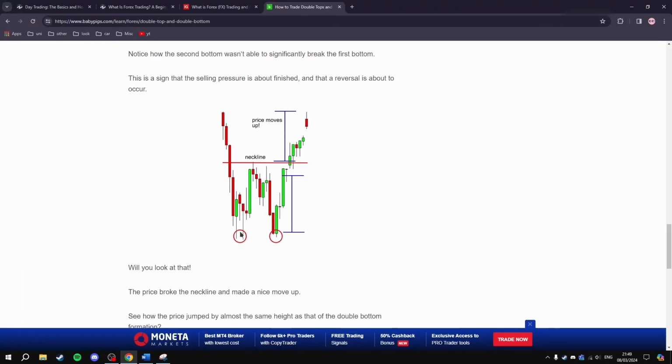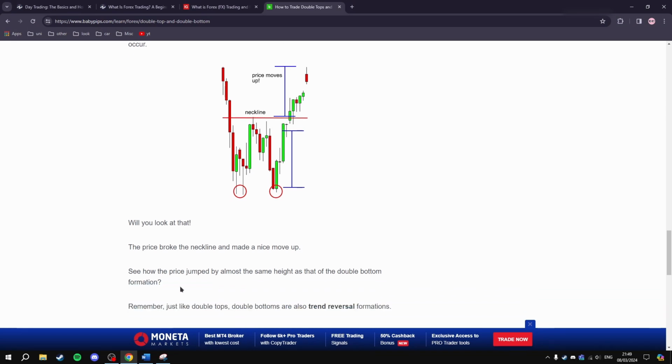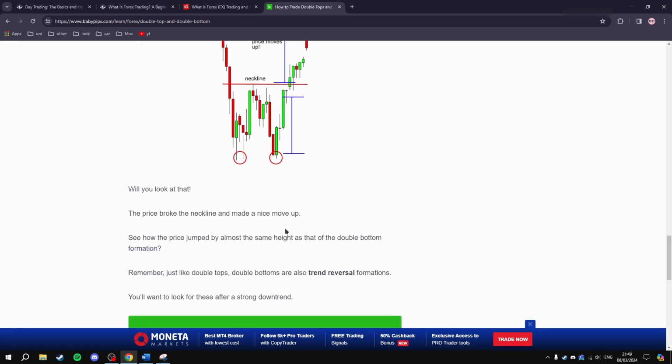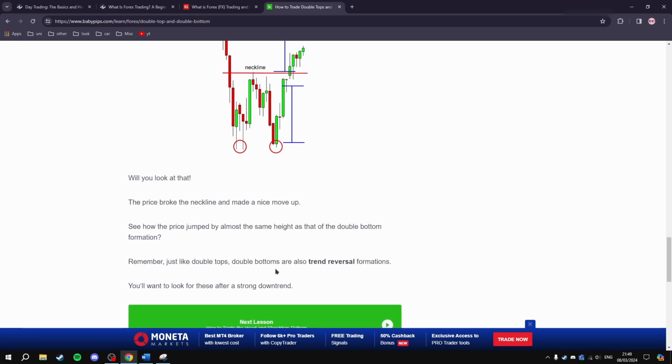Will you look at that? The price broke the neckline and made a nice move up. See how the price jumped by almost the same height as that of the double bottom formation? Remember, just like double tops, double bottoms are also trend reversal formations. You want to look for these after a strong downtrend.